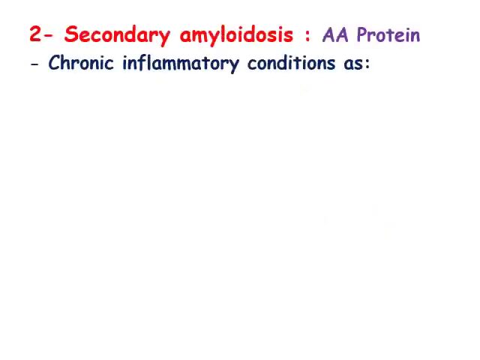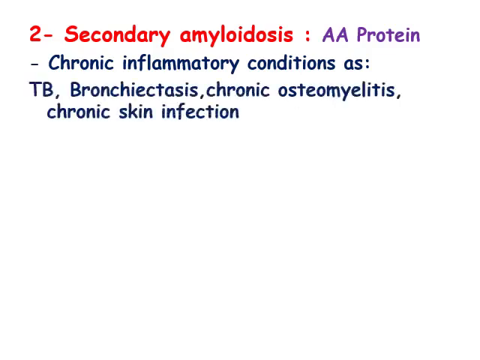Secondary amyloidosis, which is now preferred to be called reactive amyloidosis. This amyloidosis occurs due to accumulation of amyloid associated protein. As we said, it is derived from a precursor called serum amyloid associated protein, synthesized in the liver in chronic inflammatory conditions due to excessive stimulation by interleukin 1. The chronic inflammatory conditions associated with this type of amyloidosis before were the types of infections related to bacterial infections like TB, bronchiectasis, chronic osteomyelitis, and chronic skin infections.